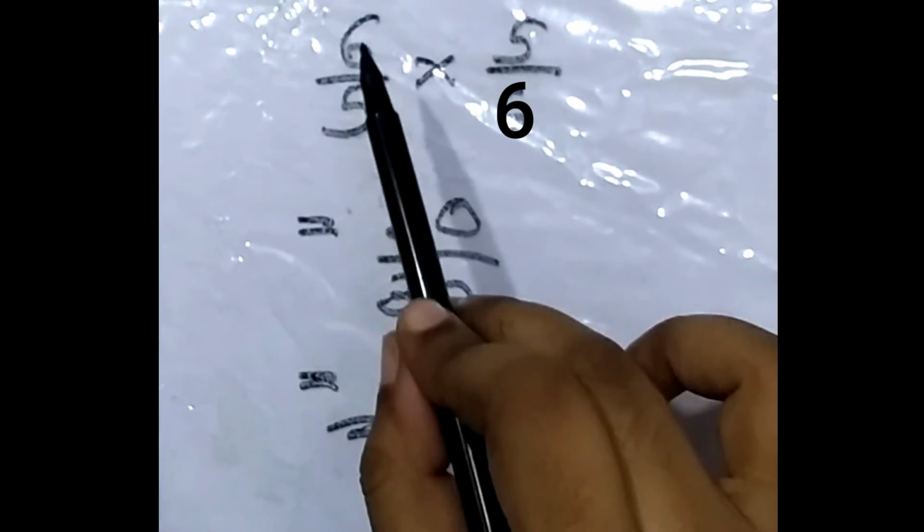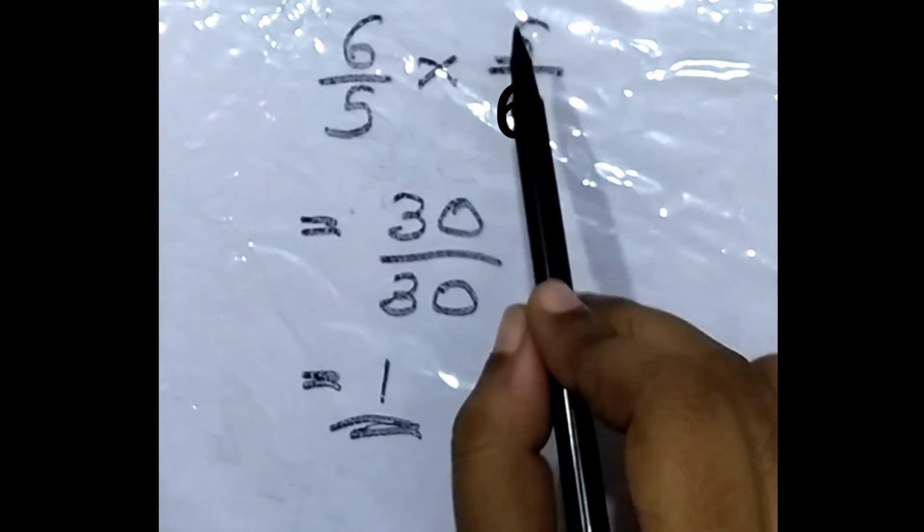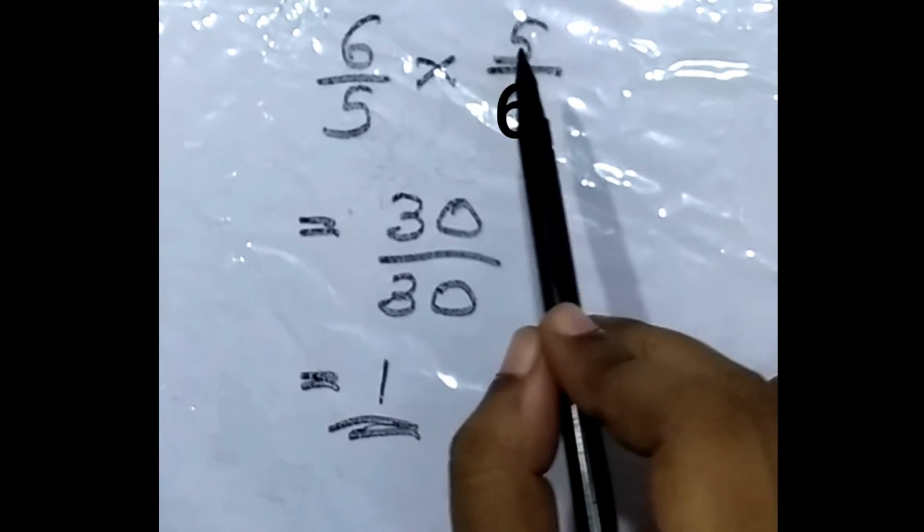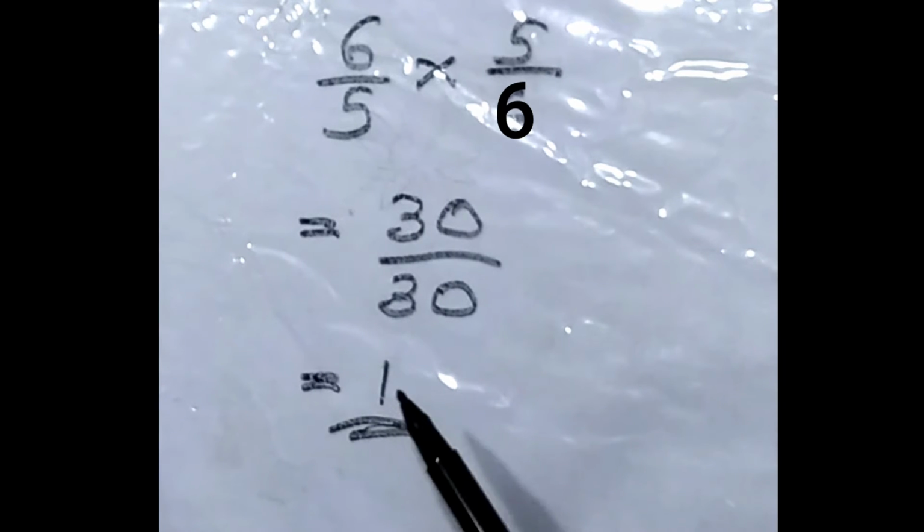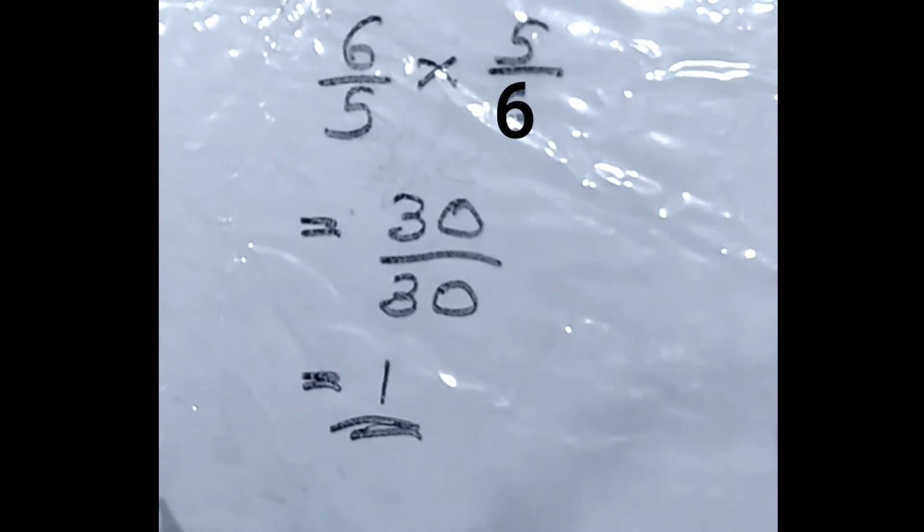So when we multiply any number by its reciprocal, the answer we will get is always 1. So we will see one more example.